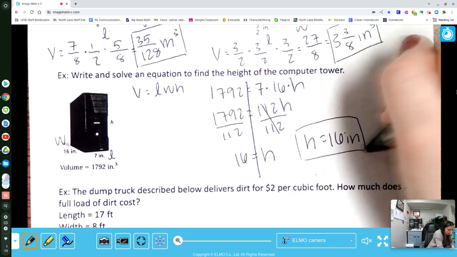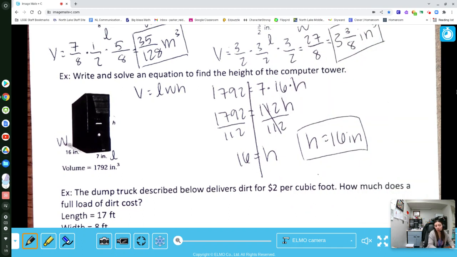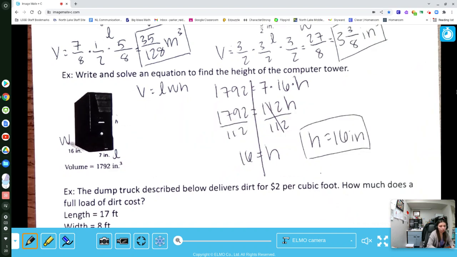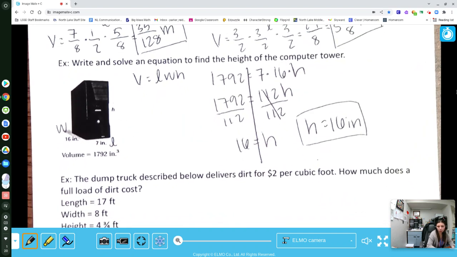Notice that I'm not saying inches cubed because I didn't find volume on this one. I found a missing dimension. I found height. Height is just a measurement of distance, so it's just inches, not inches squared or cubed, just inches.